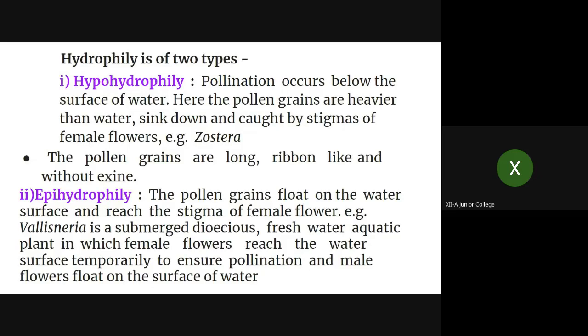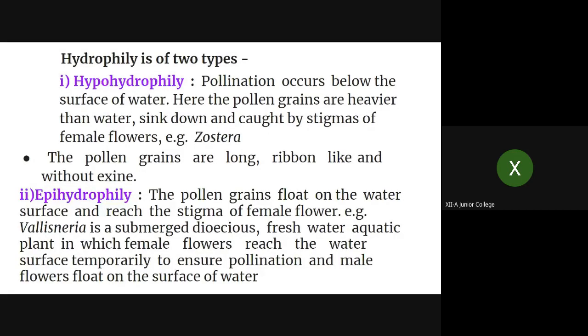So the pollen grains are long, ribbon-like, and without exine in the case of all these hydrophilous flowers. But in the case of hypohydrophily, though the pollen grains are produced above the surface of water, as they are heavy, when they are removed from the plant, they fall on the water, they sink down, and they are caught hold of by the stigmas of the female flower, which are growing under the water surface.